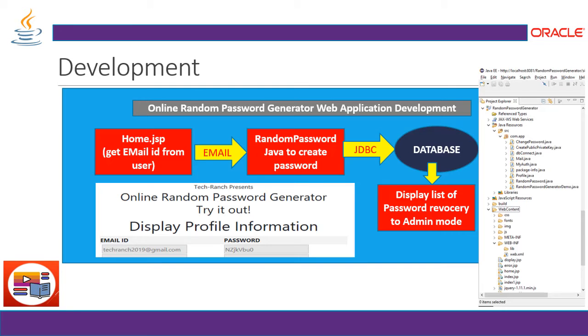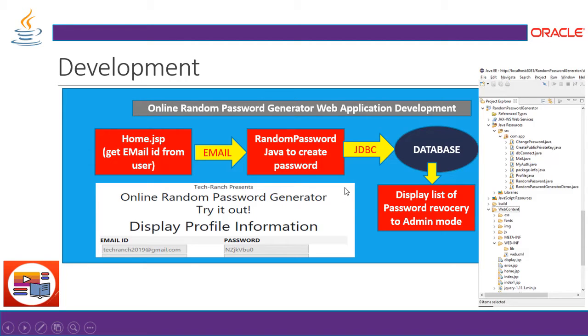To implement this design, let's take a look at the application structure: online random password generator web application development. The flow starts from the home.jsp, where the user will give the input of his email ID. This email ID will be sent and stored in the database, and the random password is created. Now this email ID is associated with the random password, and these two pieces of information, email and password, are going to be stored in the database with the help of the JDBC API.